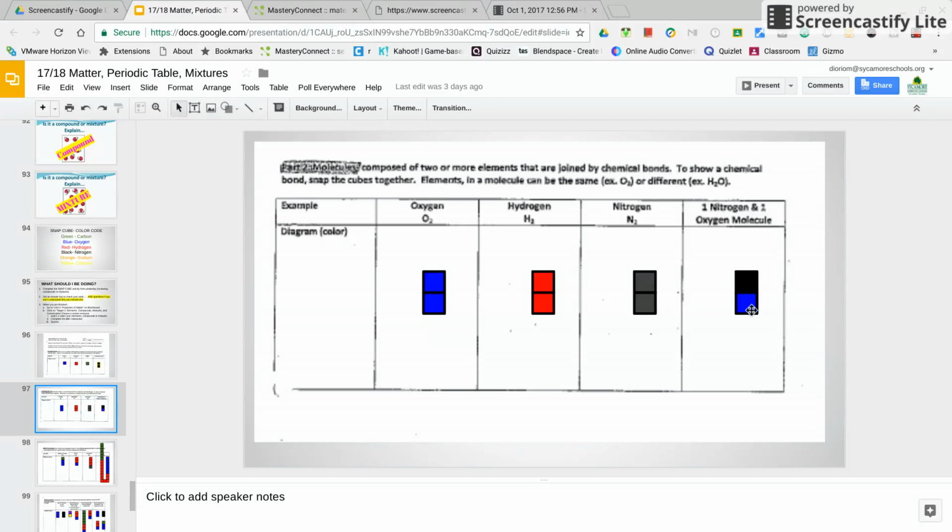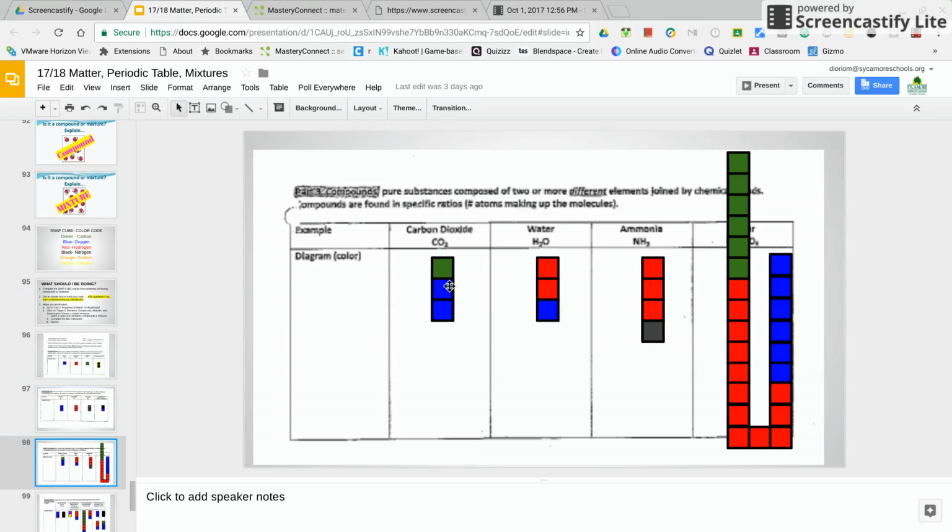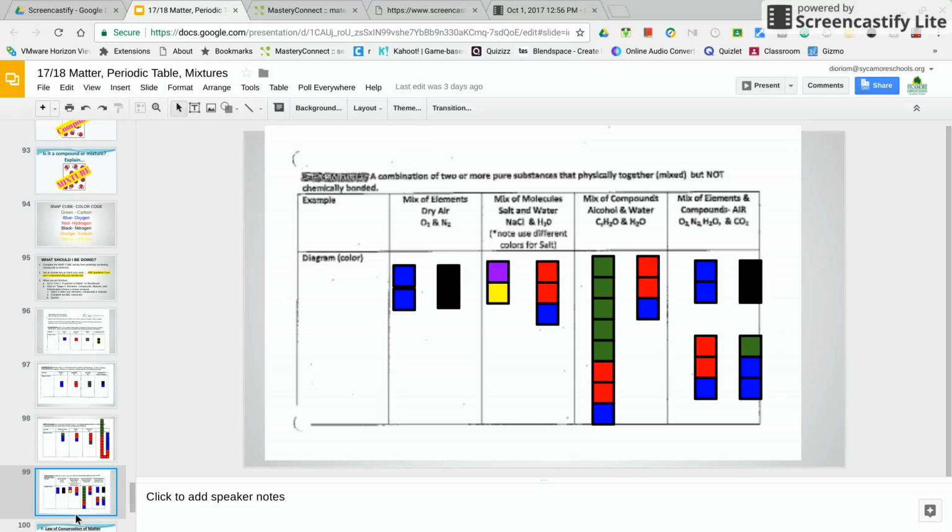But this is a compound. I have two atoms bonded together and they are different from each other. So I have a compound here of carbon and oxygen, a compound of hydrogen and oxygen, a compound of hydrogen and nitrogen, and a very large molecule known as glucose with carbon, hydrogen, and oxygen. So all of these are molecules, one molecule, that have at least two different elements bonded together. So all of these put with other molecules that look like it would make a compound.